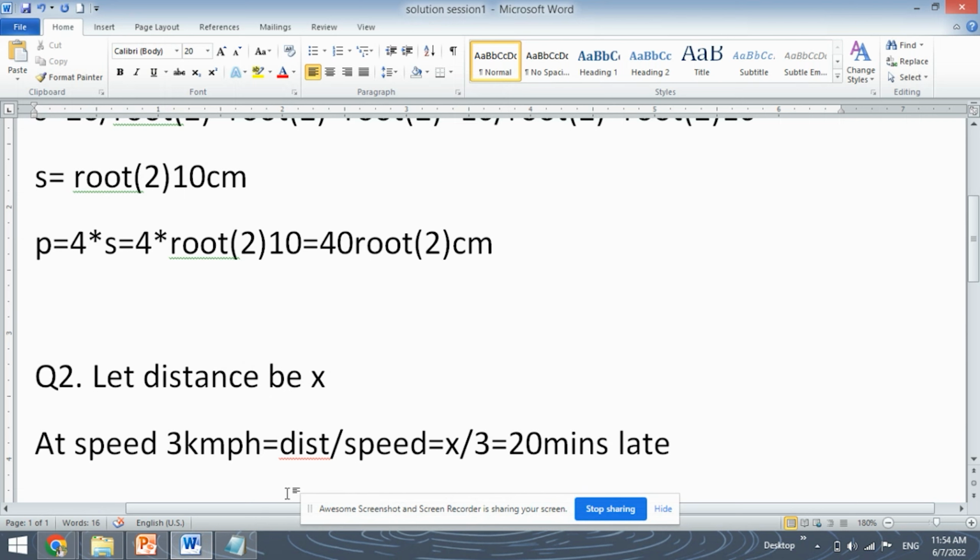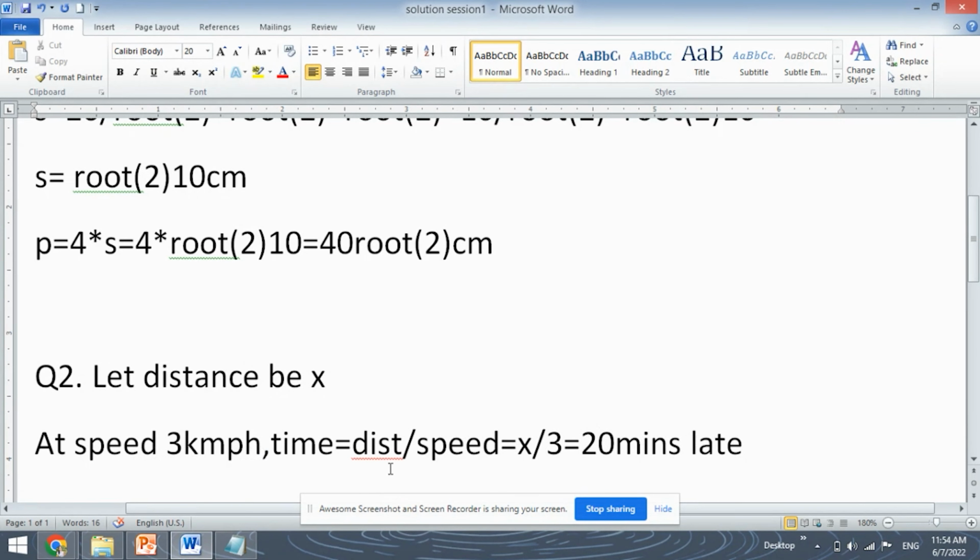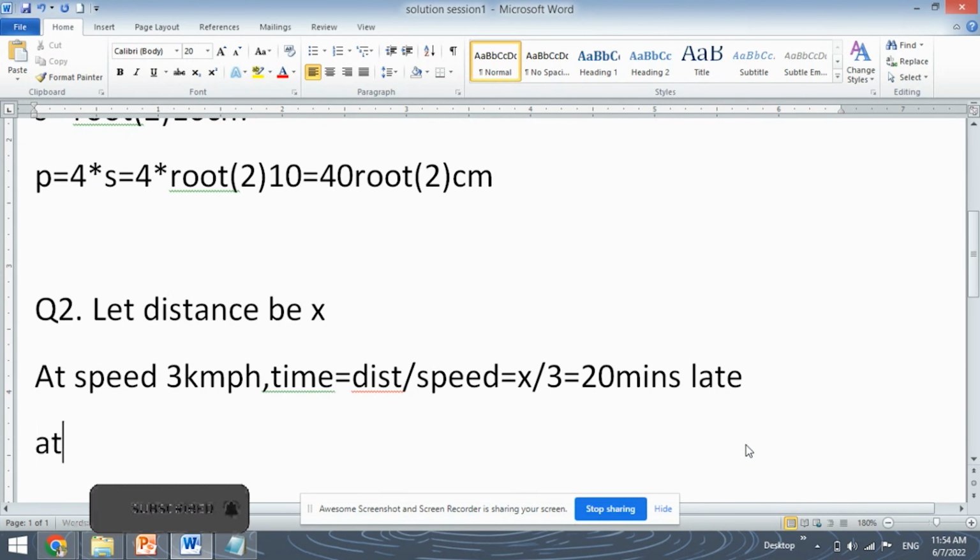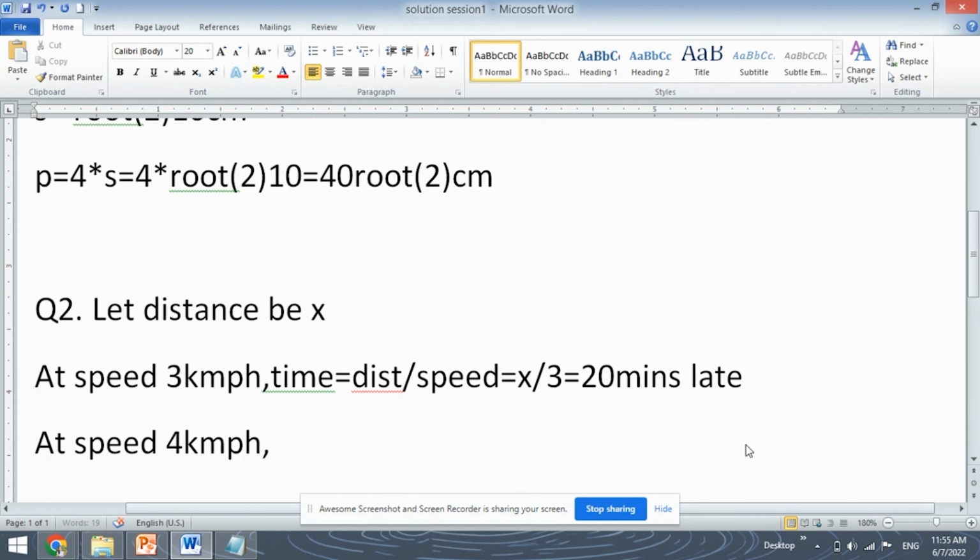So we have that at speed 3 km per hour, time is distance upon speed. So we substitute distance as x and speed as 3. Here the person reaches 20 minutes late. Similarly, at speed 4 km per hour, the time can be given as distance upon speed.